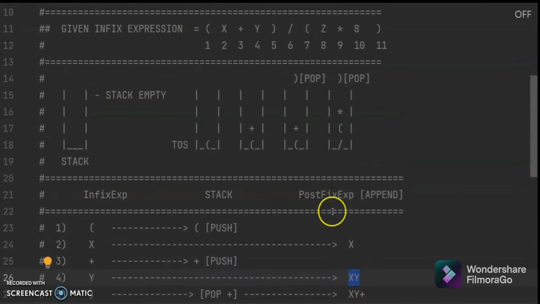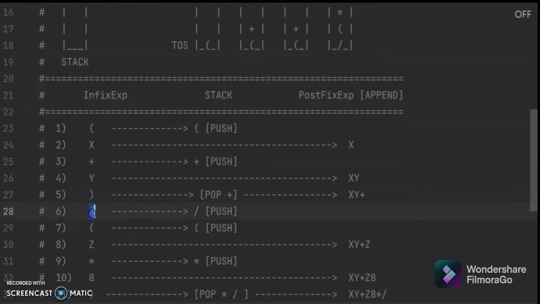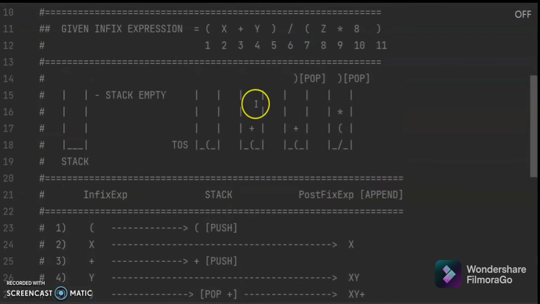Next, this part is completed. Again the stack will be empty. It will be like this. After this, it will be looking like an empty stack. Now what we will do, I will be pushing the division operator. So this particular division operator is pushed to the stack. Next I will be pushing the left parenthesis. Until you get a matching parenthesis, you will be pushing all the elements.